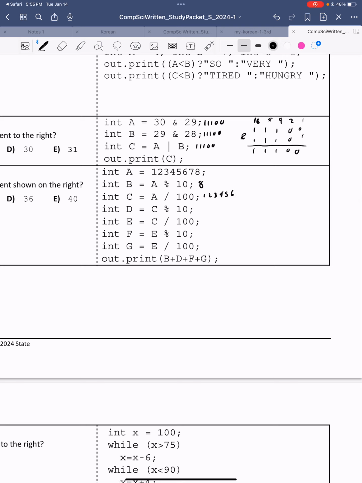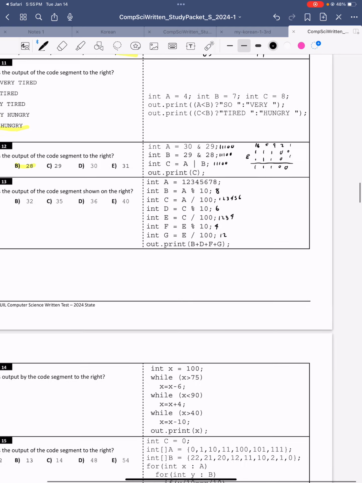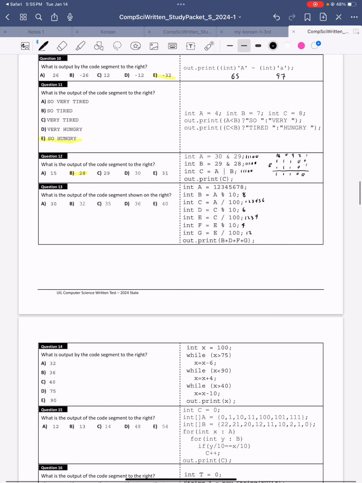Now we're going to take C, multiply by 10, so take the units digit, 6, and divided by 100, so forget the last two digits, 1, 2, 3, 4. Same thing, it's going to be 4, and then divided by 100 is going to be 12. And now we want to do B, D, F, G, so 8 and 6, 4 and 12. So 10 and 20 is 30. So the answer is A. Easy.